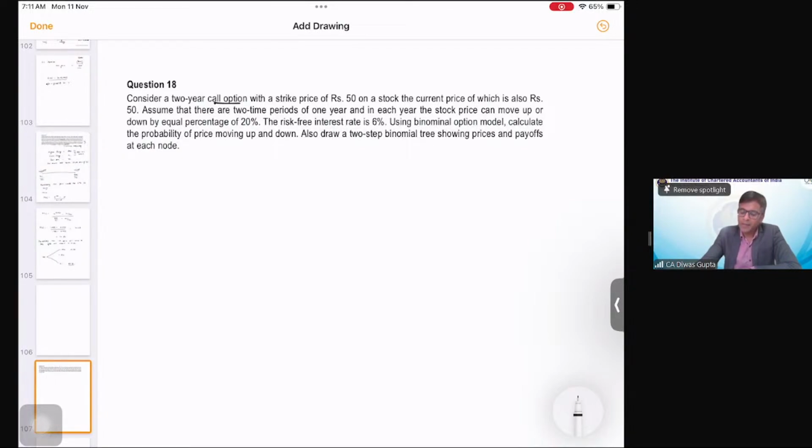Use binomial option model. Calculate the probability of price moving up and down. So first is how the probability will be calculated. That's very easy. Also draw a two-step binomial tree showing prices and payoffs at each node. Node means at every interval, right? So for every interval, the payoffs need to be calculated and the prices also need to be determined.